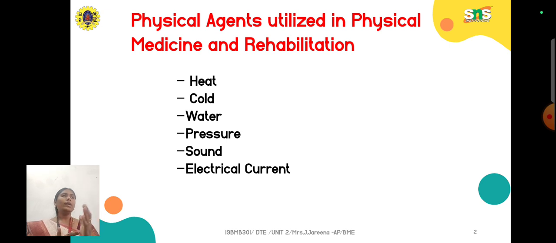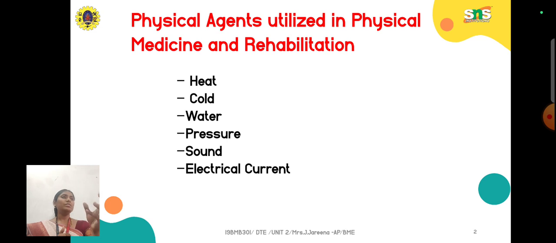Not only heat or cold, there are various physical agents which are used in the treatment process on the therapeutic side. In addition to heat and cold, we have water, pressure, sound, and electric current. Water, pressure, and sound, we use either directly or indirectly, again, as physical agents for treating pain.